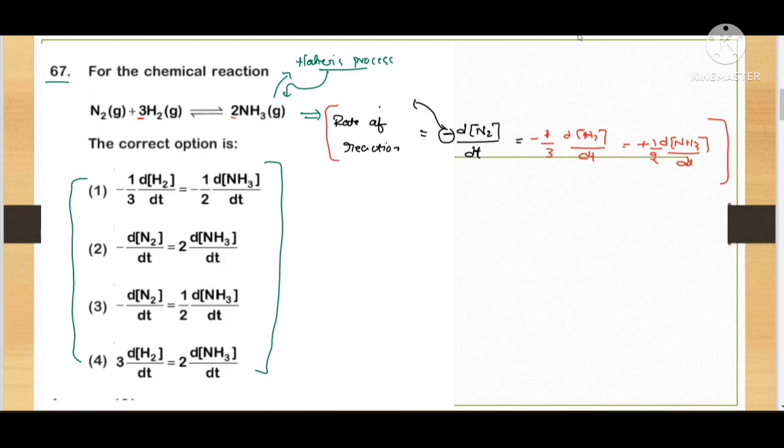Now let us verify the given options. That is, change in concentration of nitrogen is equal to the positive sign of 1 by 2 into change in concentration of ammonia by dt. Okay. So option 3 is our correct answer.